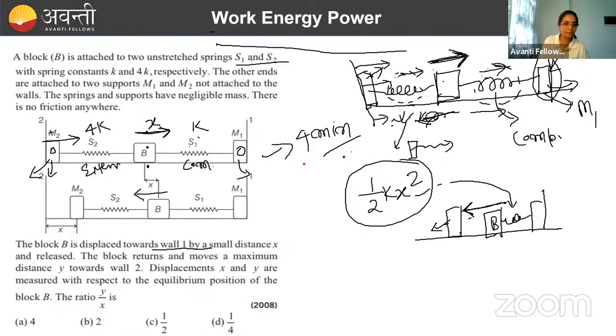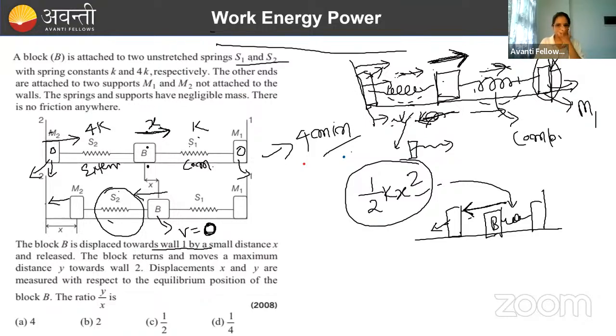Done. And after that, this block is moving in this direction, and it will start compressing spring S2. If it compresses S2, M2 will move something here. So it's compressing, and at a certain point, B's velocity will become 0. It means all its energy it has given to spring S2 in the form of potential energy, and then its velocity will become equal to what?